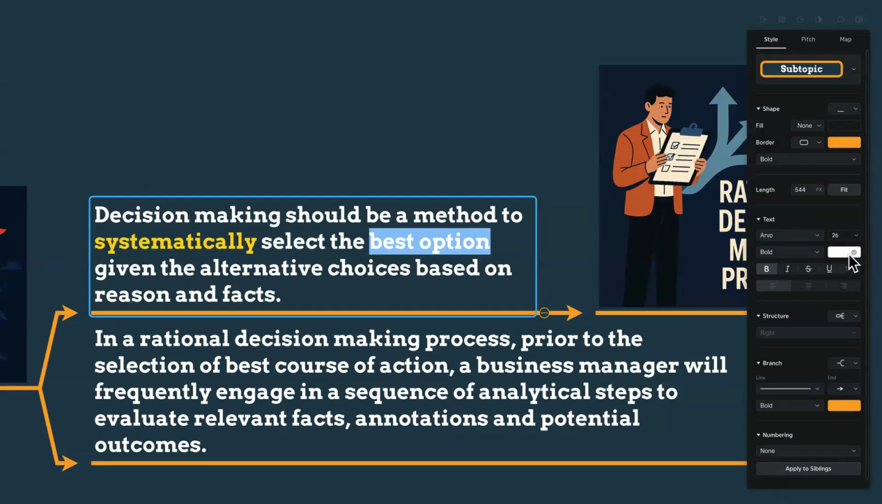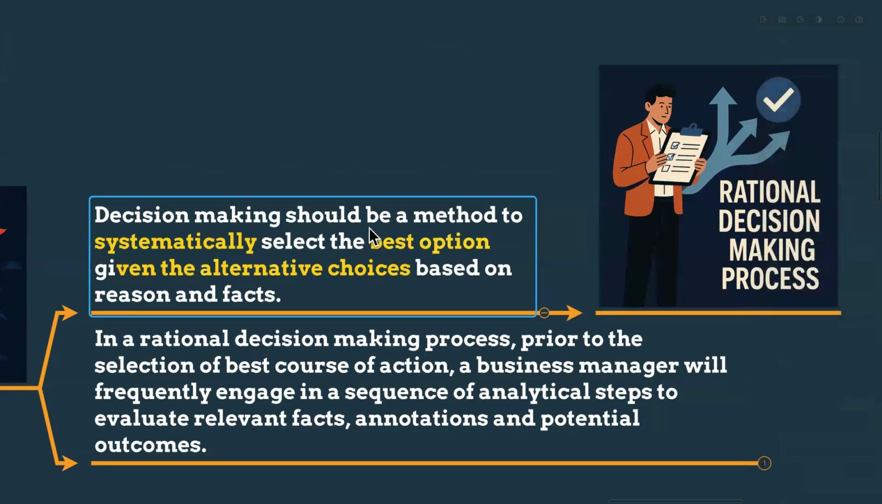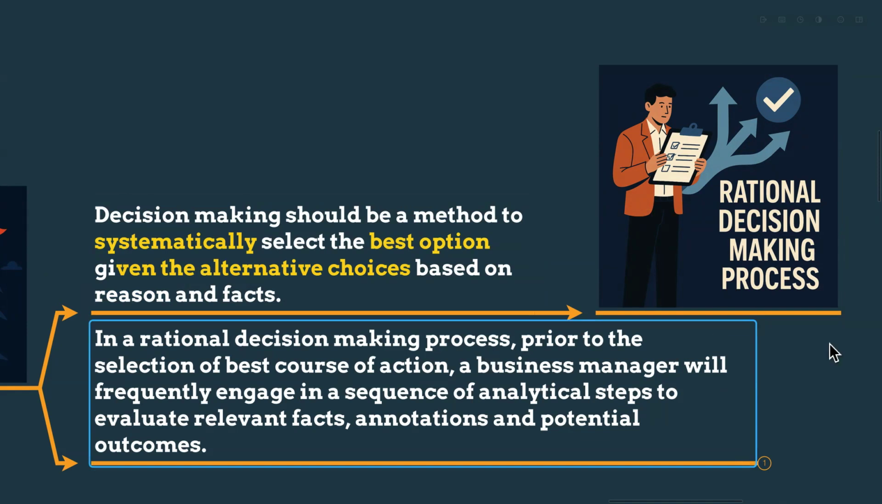Selecting the best option itself is decision making. To select the best option, given the alternative choices, you have the alternative choices. Might be you have 3 choices. You have to choose one. That is your decision making. Based on the reasons and facts you have analyzed, you have to choose one alternative, right?